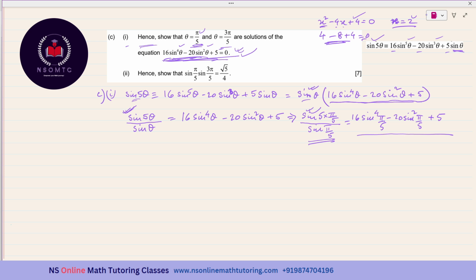Okay, so what is this? Left hand side. This and this will be getting cancelled. So sine pi over sine pi over 5. But what is sine pi? It is equal to 0. And 0 divided by anything is 0. This is equal to 16 sine to the power of 4 pi over 5 minus 20 sine squared pi over 5 plus 5. Hence, theta equal to pi over 5 is a solution.